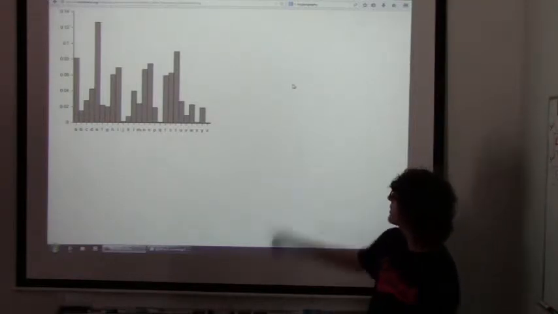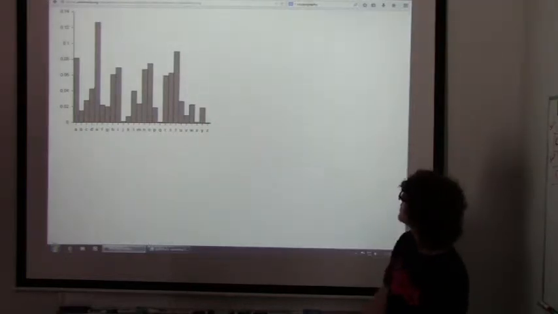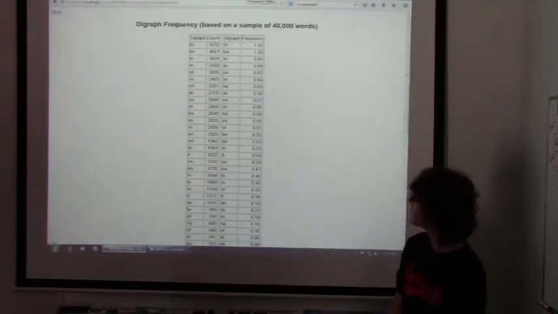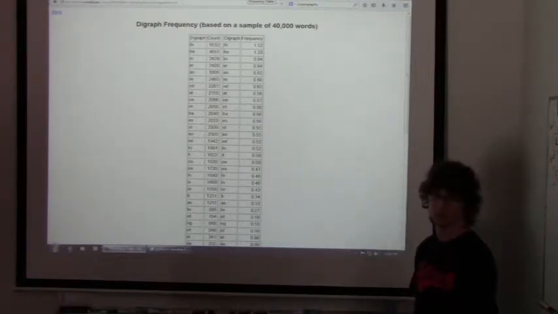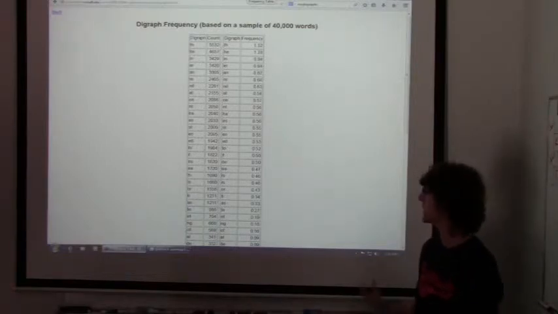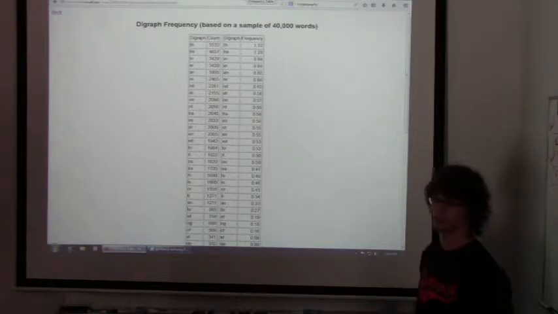And then if you switch to the frequency table tab, these are the most common digraphs. So like TH is the most common one. And digraphs are just combinations of letters in words, like two single letters in words.